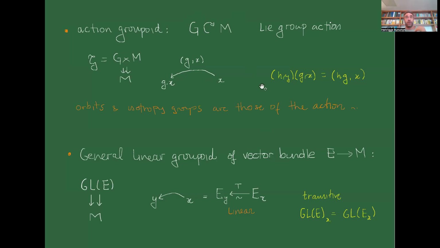Now, if the vector field is not complete, you could still take the maximal domain where the flow is defined, as an open set of R times M. And there you have an honest groupoid structure. It's not even a local groupoid. It's actually a Lie groupoid.